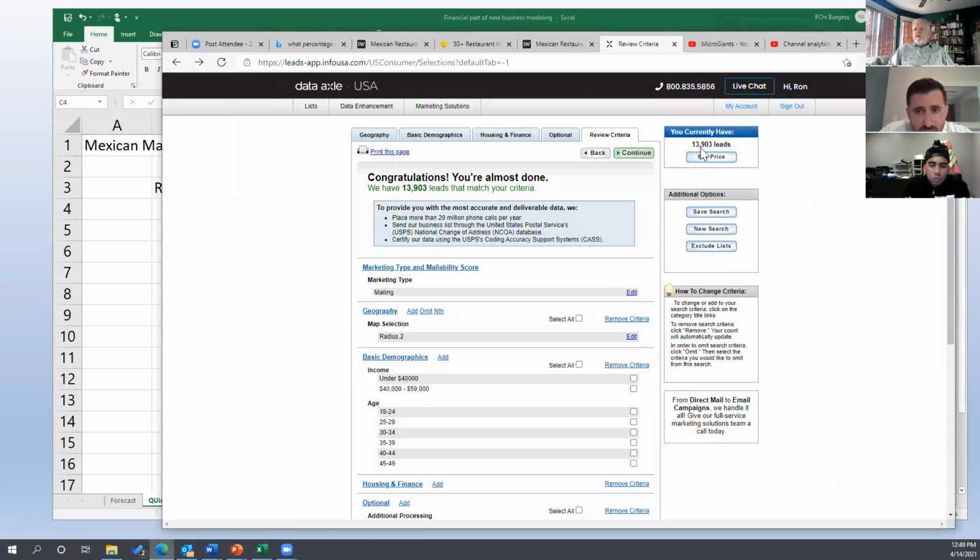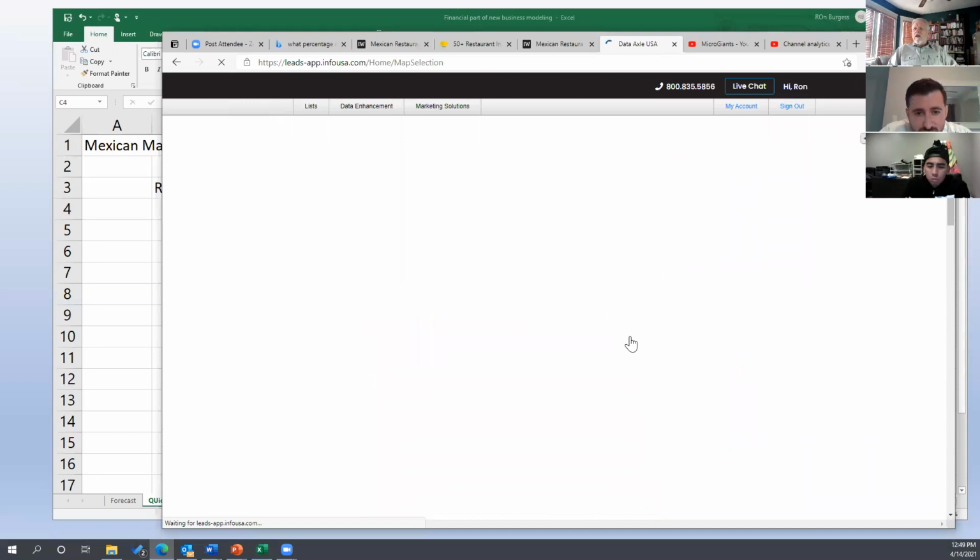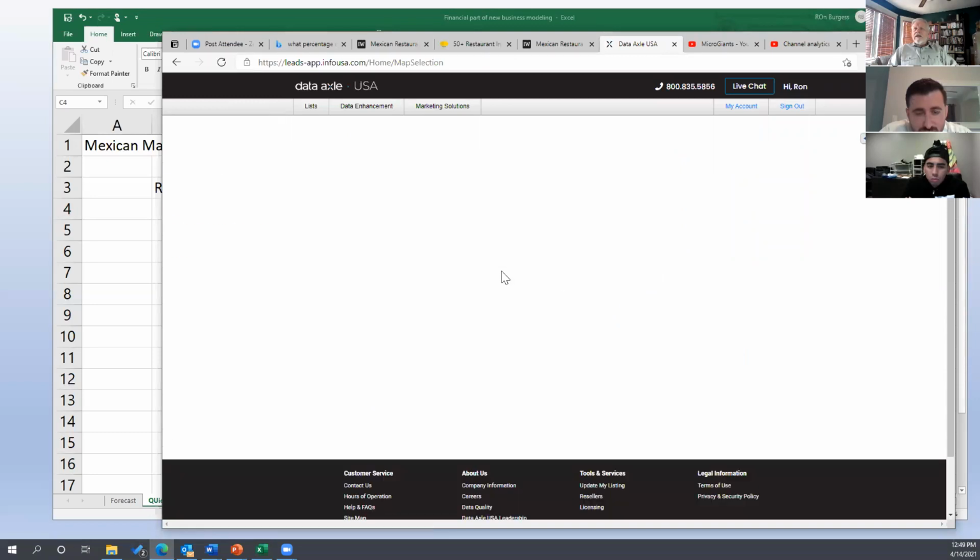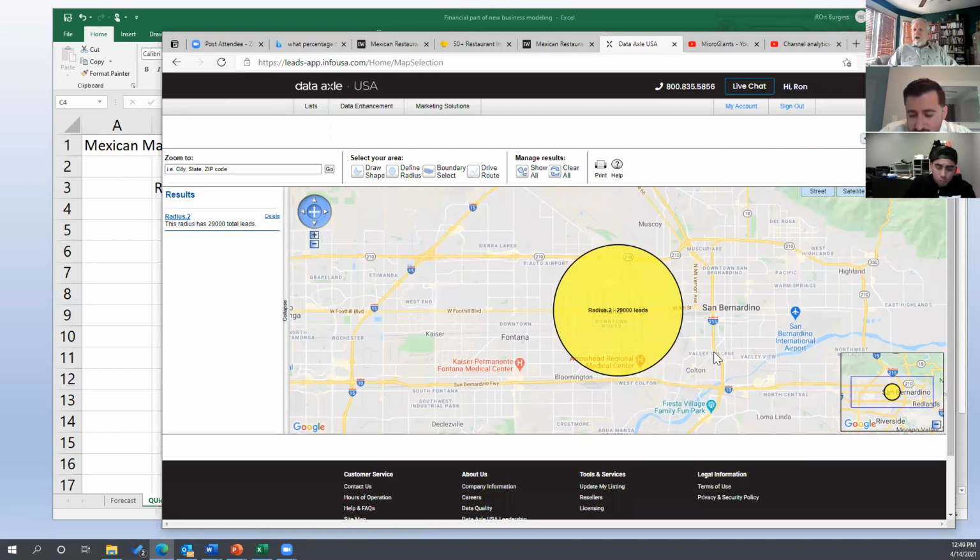And here's the 13,903 leads. What I did is first I looked at the geography. I just assumed that we were going to open on Foothill Boulevard. Who knows where it would be, but that seemed good enough. What I did is I drew a 2-mile circle. Now, how do I know that? That's just kind of a ballpark.